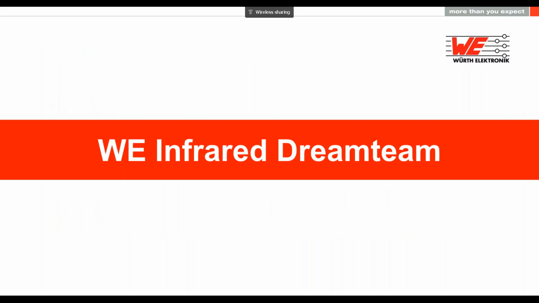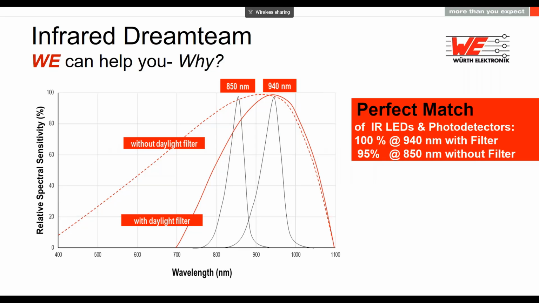Now I would like to go on and present why we have our products, or what makes the infrared Dreamteam from Würth Elektronik with our infrared detector and emitter the best parts. We have chosen our parameters and our products in such a way that we have a perfect match in our detection range. As you can see here, the spectral sensitivity of a daylight filter to the 940 nanometer, the peak wavelength of both is a 100% match.